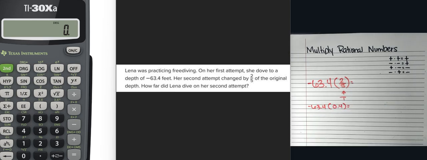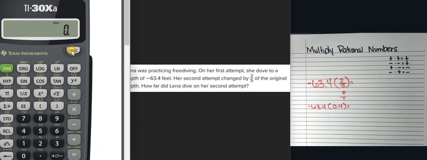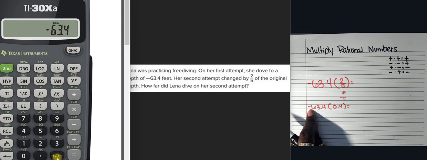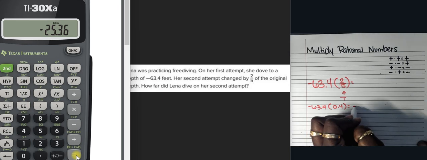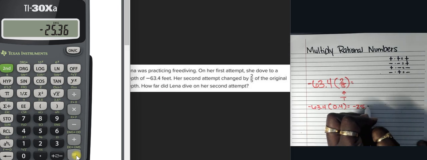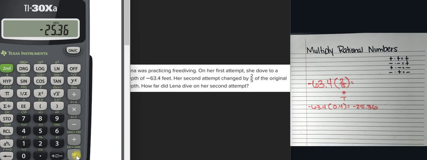Okay. And if I plug those into my calculator, 63.4, but that's negative. So make sure that you include that negative times 0.4. So times 0.4, we get negative 25.36. Okay. So this is the additional feet that she's gone on her second attempt.